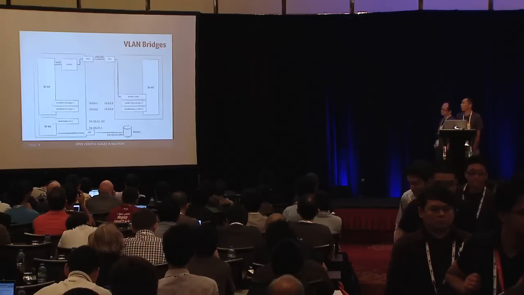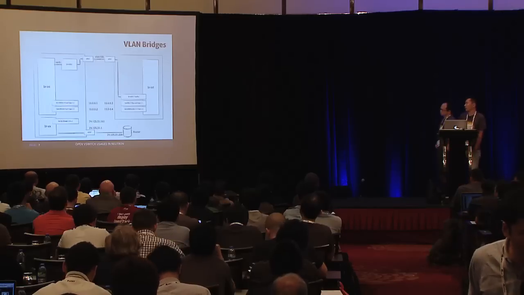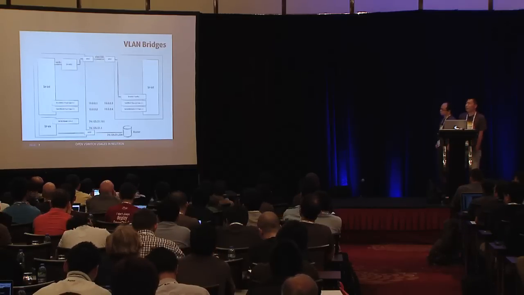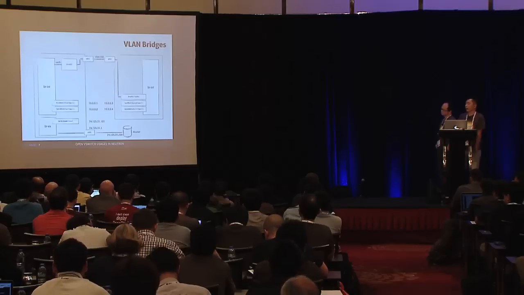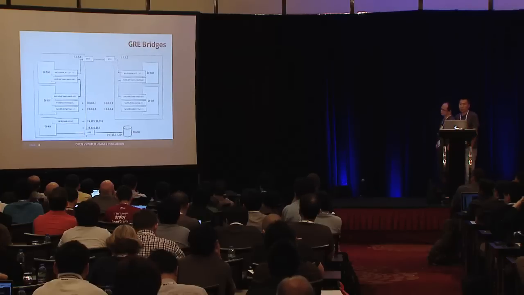BR-EX is bridged to ETH2, and it is able to access the public router. So the VLAN bridge is pretty simple here, and when we change to GRE mode, it's complicated a little bit.